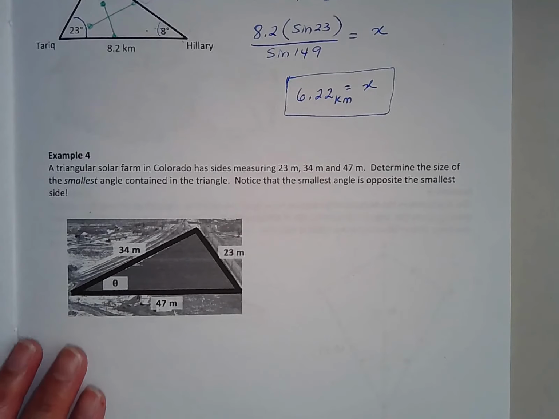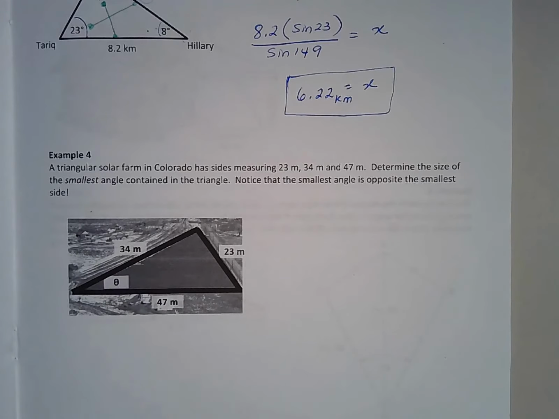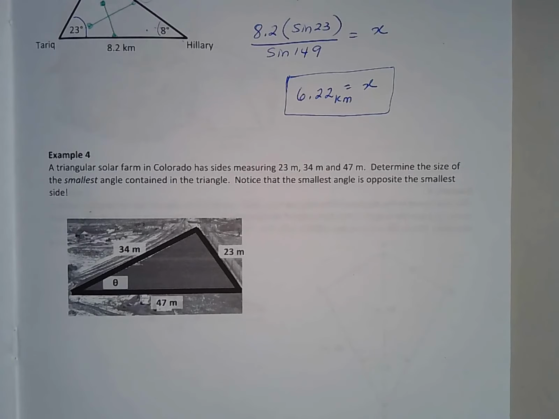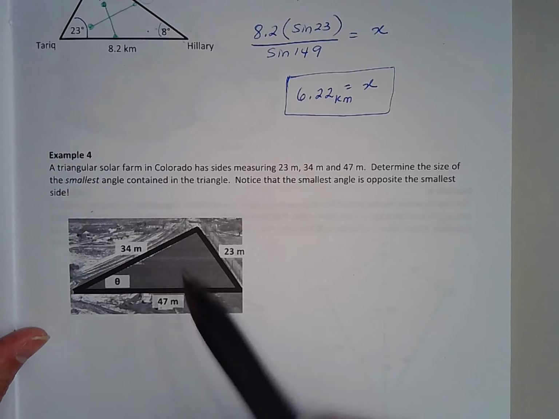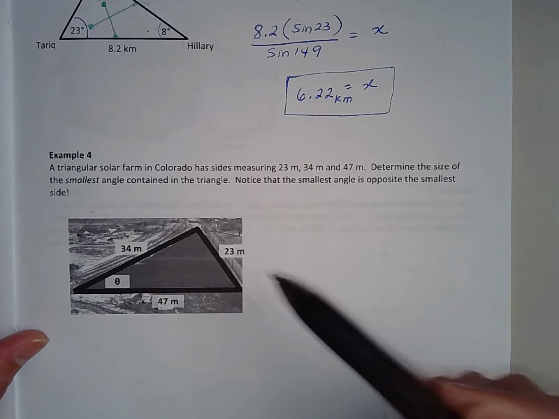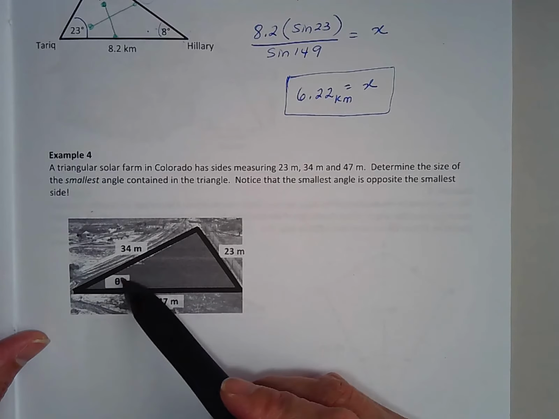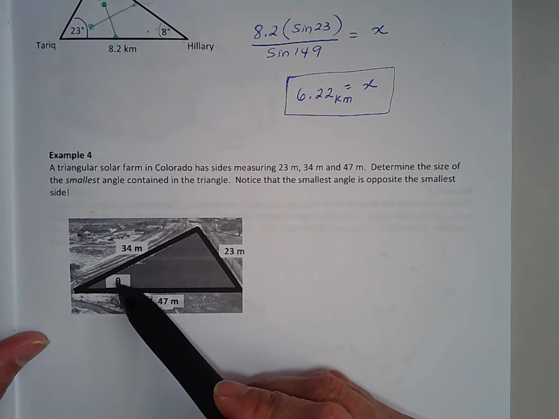Take a look at example number 4. Example number 4, a triangular solar farm in Colorado has sides measuring 23, 34, 47. Determine the size of the smallest angle contained in the triangle. Smallest angle. Now, they put the theta there. How do they know that this is the smallest angle? Like, why can't it be that one or this one?